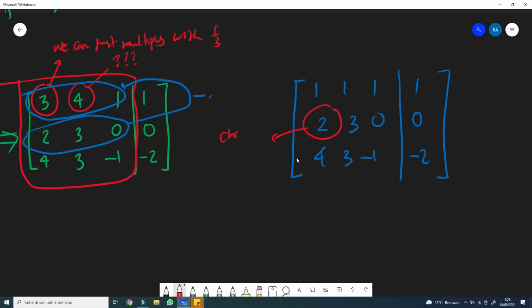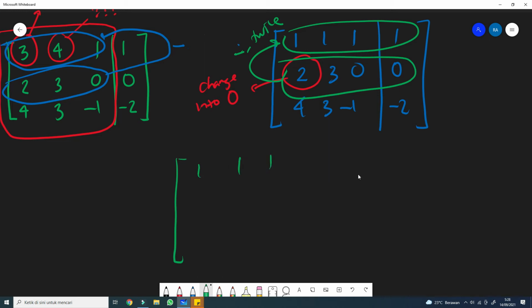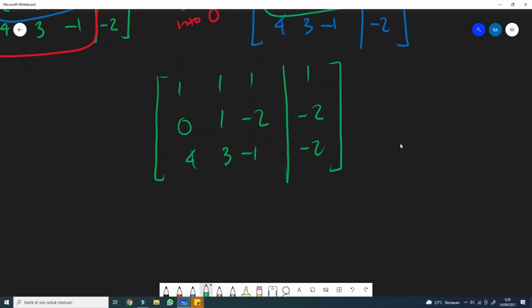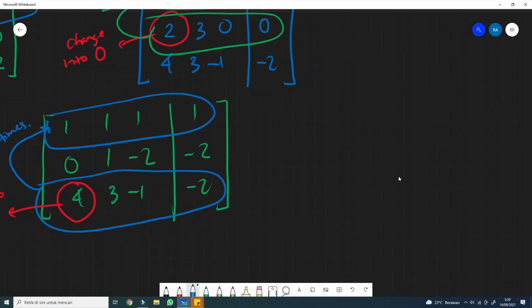Now we need to change this into 0. We also subtract all these row values from row 1 twice, and then we get this. Okay, next, this guy also needs to be changed into 0. So we subtract this from row 1 4 times and get the result like this.